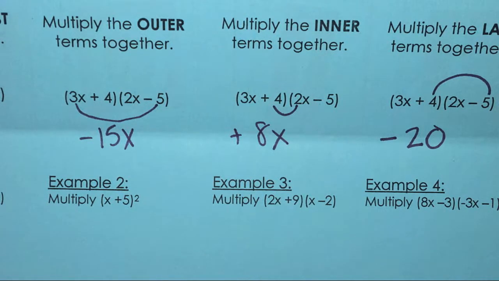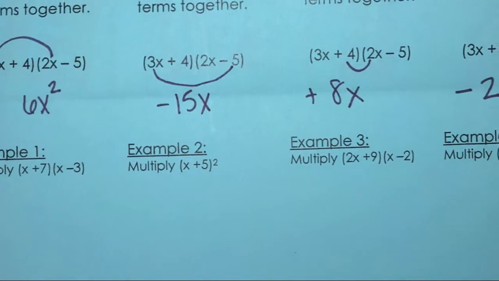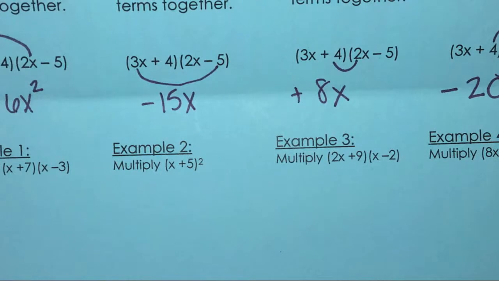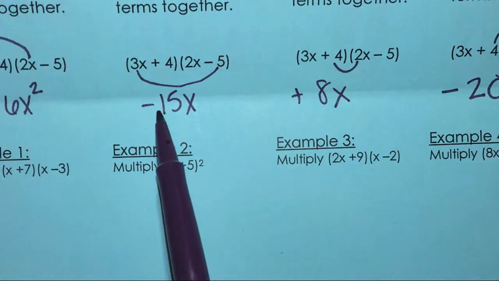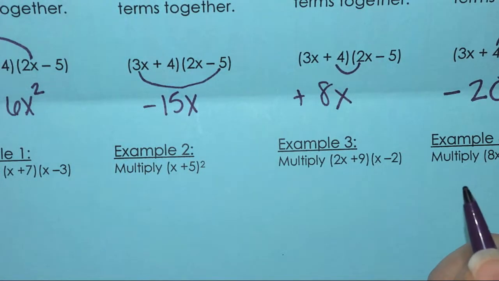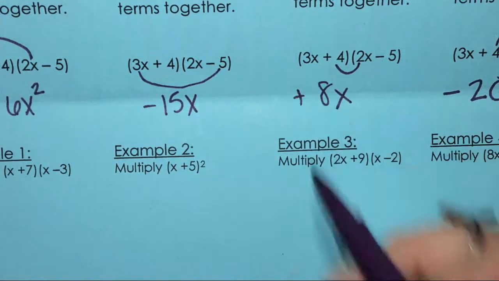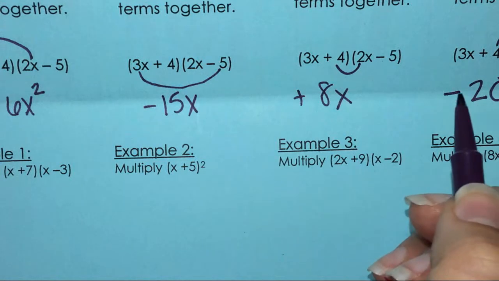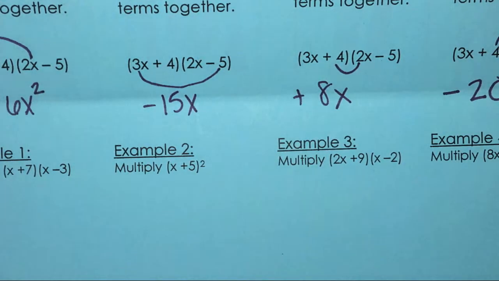All right, are we ready? Now, the final thing you do is combine like terms. So of those 4, do you see anything that goes together? Negative 15x plus 8x. So what is negative 15x plus 8x? We're adding our like terms together.